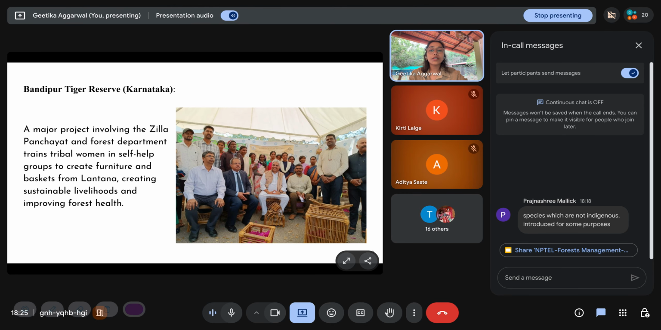There's another project happening in Bandipur Tiger Reserve in Karnataka. Basically, here, a major project involving the Zilla Panchayat and the Forest Department trains the tribal women in the area in self-help groups to create furniture. You can see here there's furniture and stools created out of lantana. They make furniture and baskets out of lantana, and they're trying to create a sustainable livelihood for people, and again spread awareness that this plant needs to be eradicated from the area.